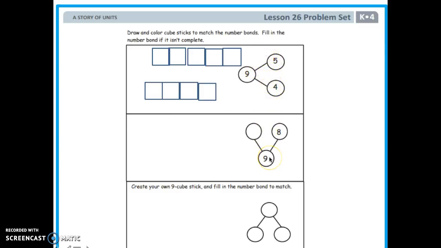So now we're going to draw a cube train that matches 9 as the whole number. 8 is one of the parts, and you need to figure out the mystery part. 8 and what other number makes 9? Please draw the cube train right here.